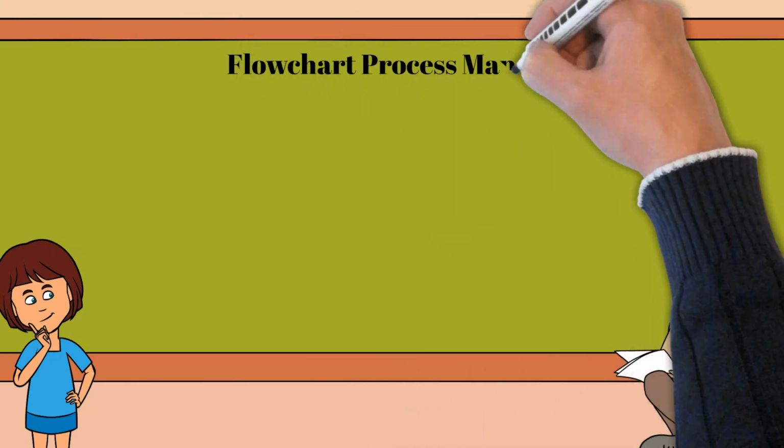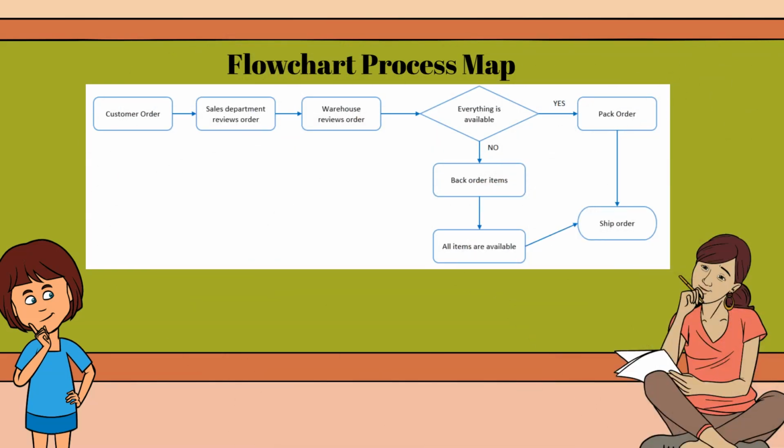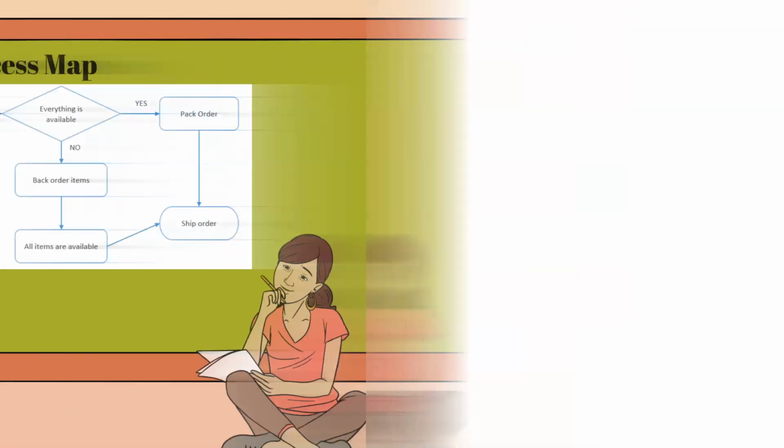This is an example of a process flow chart. The customer places the order. Then the sales department receives and reviews the order. Next, the order is sent to the warehouse. If all items are present, then we pack and ship the order. However, if some items are missing, we place a back order with purchasing. And when all items are received, then we pack and ship the order.